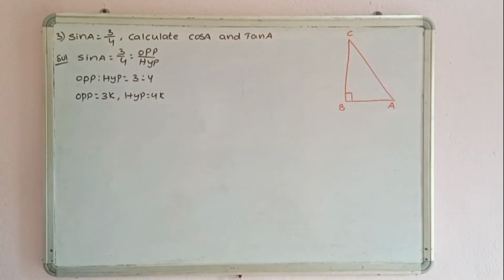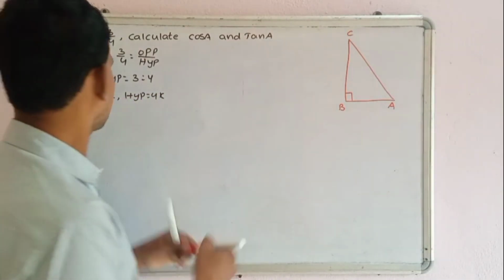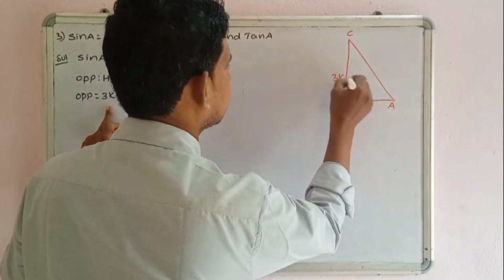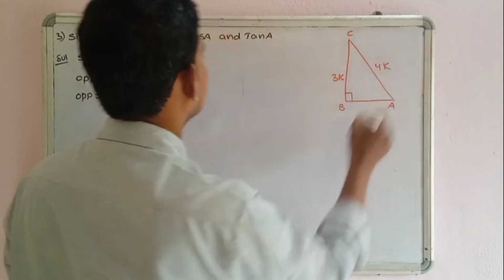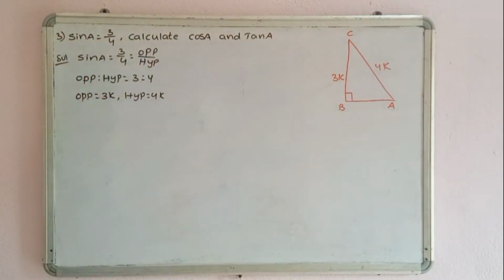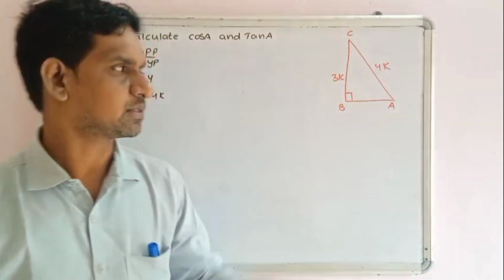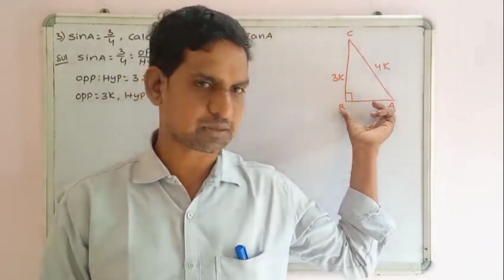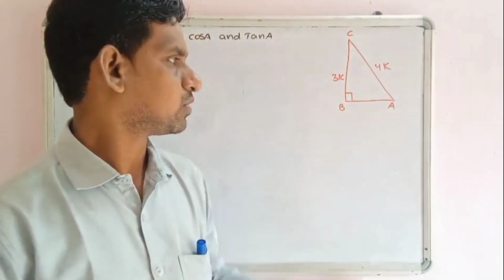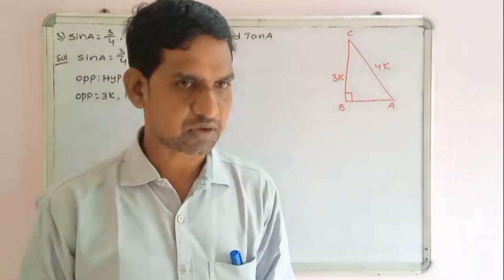Okay, see, now opposite is 3k. This is 3k. Hypotenuse is 4k. Now we will find cos A and tan A. Cos A means what? Side adjacent to A. Side adjacent to A is nothing but AB. We don't know the value of AB, so using Pythagoras theorem, first find the value of AB.